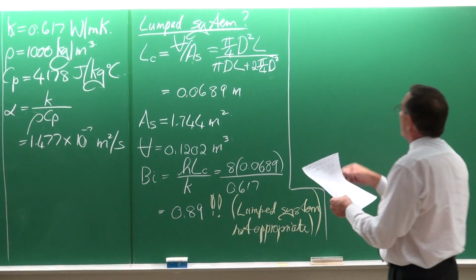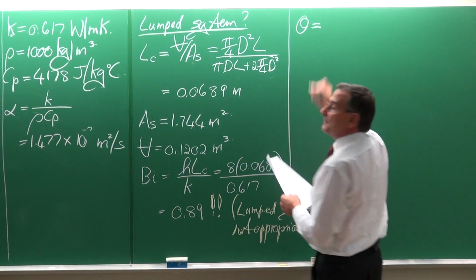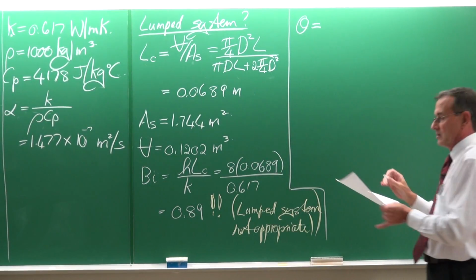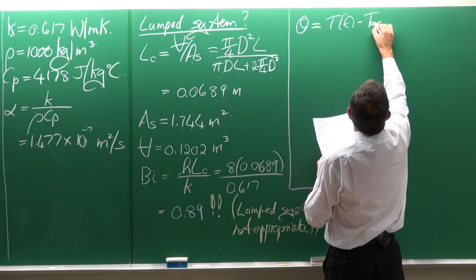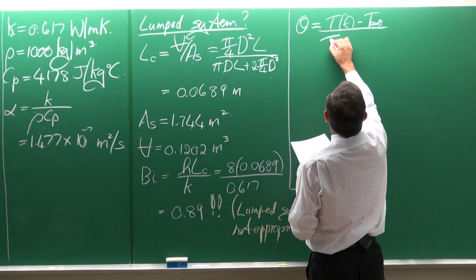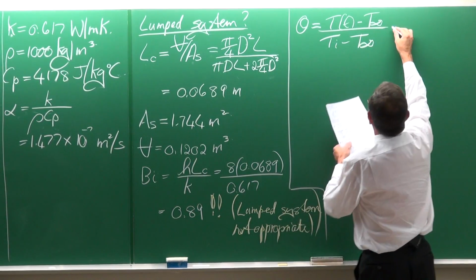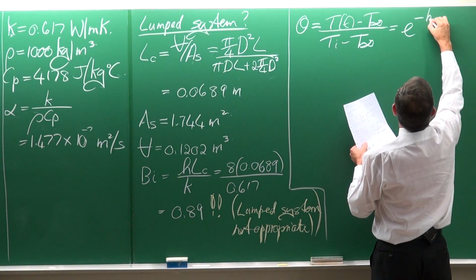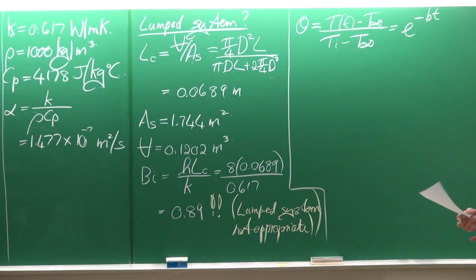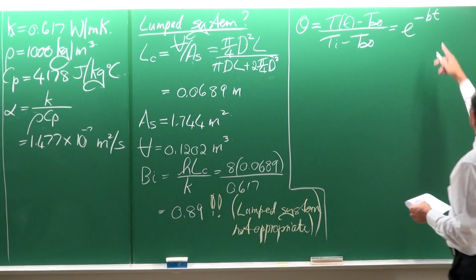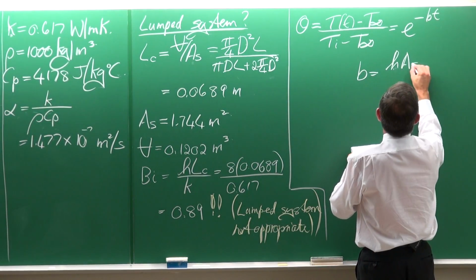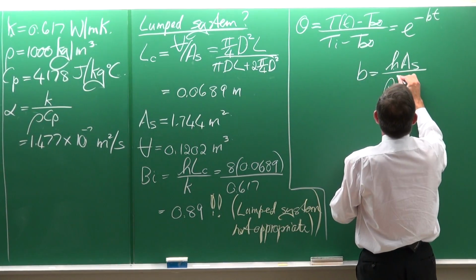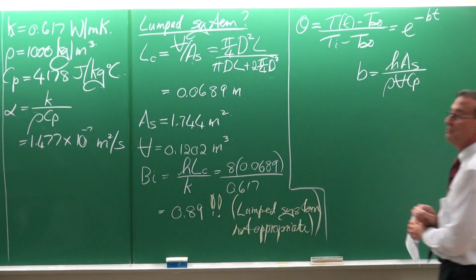With the lump system approach, the non-dimensionalized temperature, which is equal to the temperature minus T infinity divided by Ti minus T infinity, is equal to e to the minus Bt, where B is equal to the heat transfer coefficient multiplied by the surface area divided by rho, the volume, and Cp.